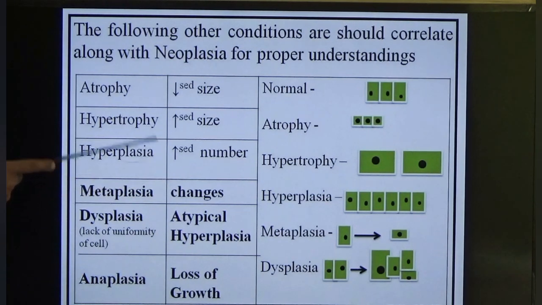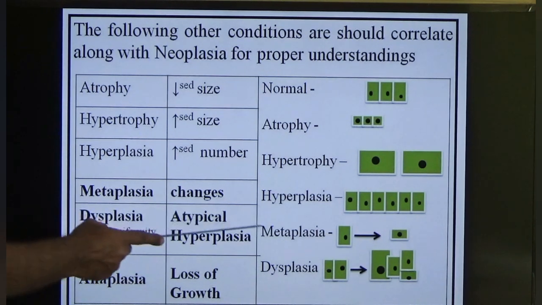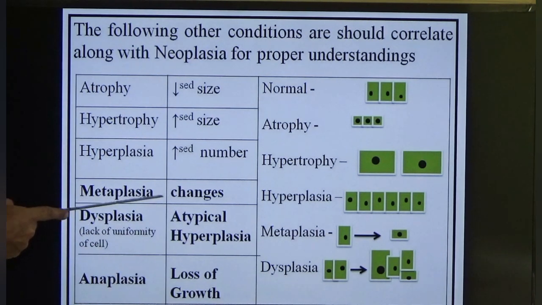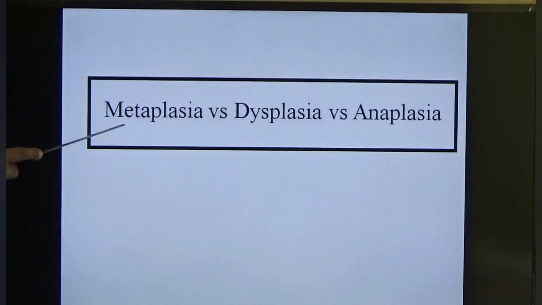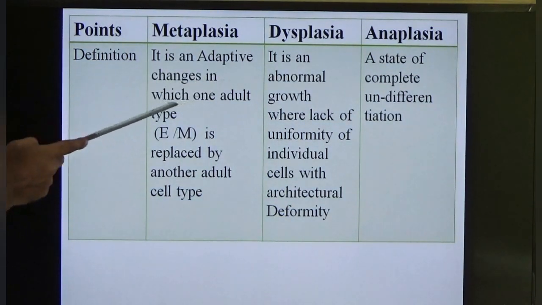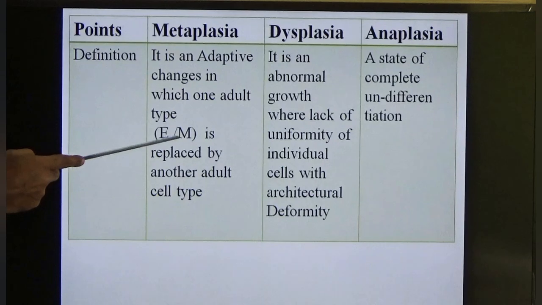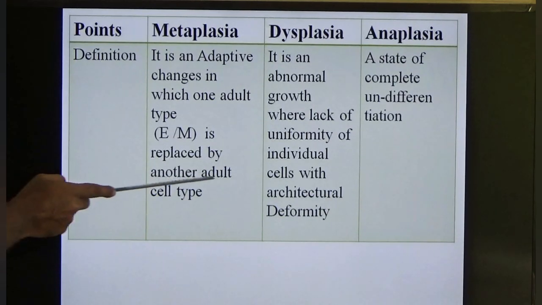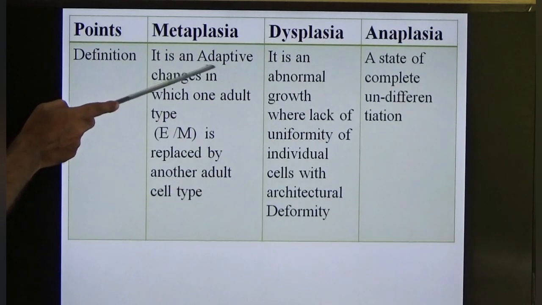Okay, so the first 4 are known as the adaptive response, and dysplasia and anaplasia are the characteristics of the tumor cells. Okay, and metaplasia may progress to tumor cells. So we are discussing the 3 events: metaplasia, dysplasia and anaplasia. Okay, the first one, definition. It is the adaptive change in which one adult type epithelial or mesenchymal cell is replaced by another adult cell type. Okay, it is the adaptive response.